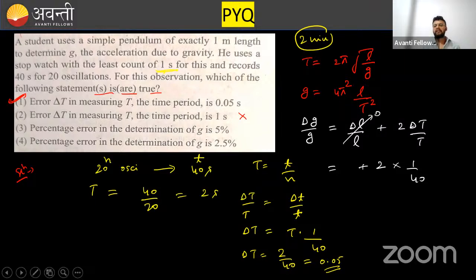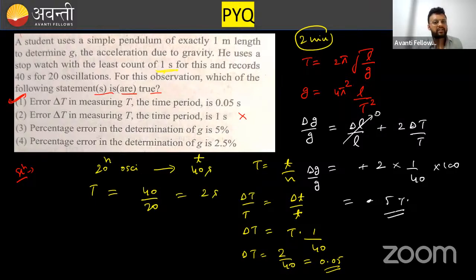Delta T by T is what? 1 by 40. So delta G by G is coming out to be 1 by 20, and the option is in percentage. For percentage error, you can multiply with 100. So that will become 25. That is 5%. So the percentage error in the measurement of G is 5%, which is again an option.